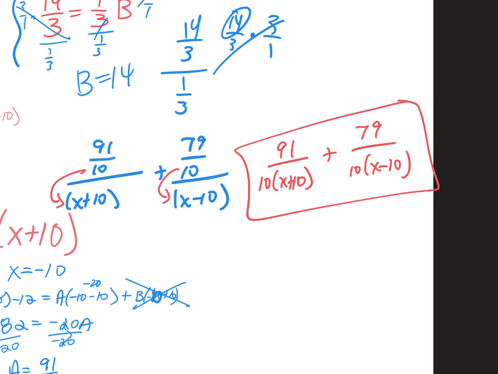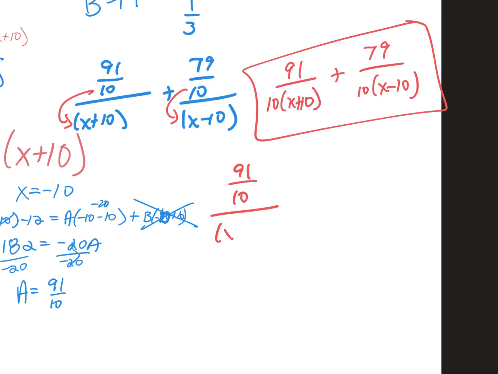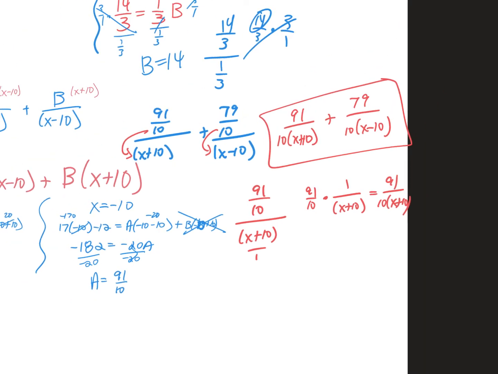Well, think about this. I have 91 over 10 divided by x plus 10, right? This is over 1. We keep change flip. So 91 over 10 times 1 over x plus 10. And then when I multiply through, I get 91 over 10 times x plus 10. So mathematically, when you divide those two, the denominator in the numerator moves to the denominator. Does that make sense?